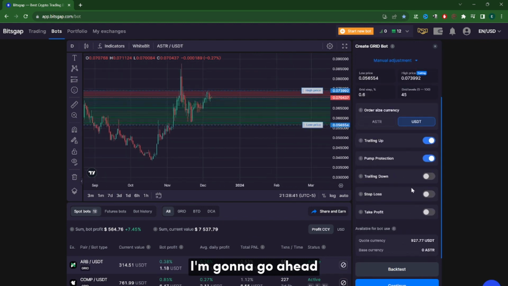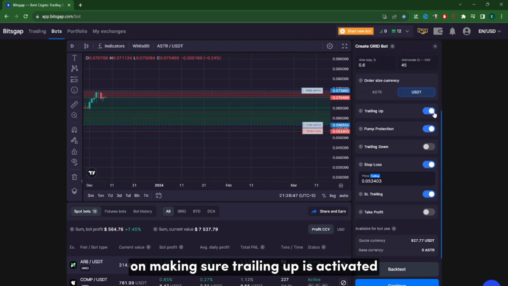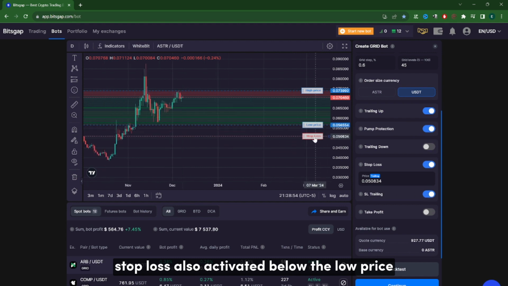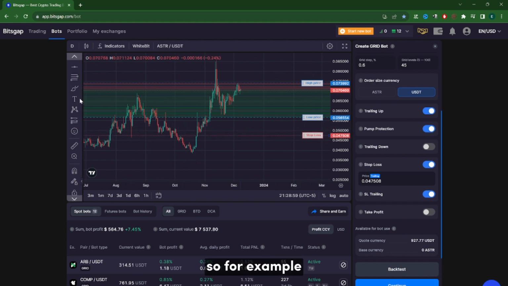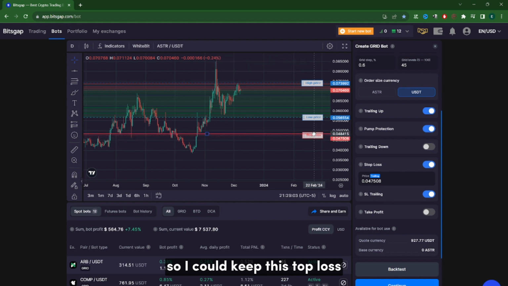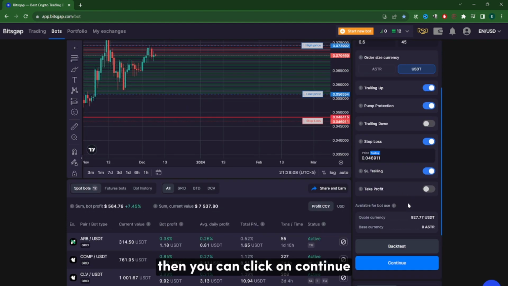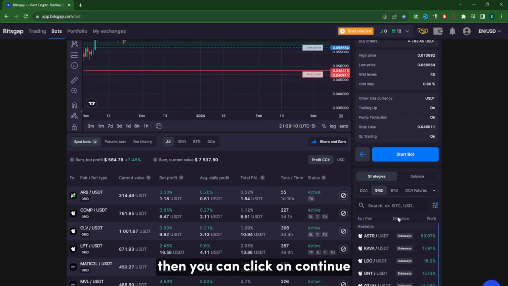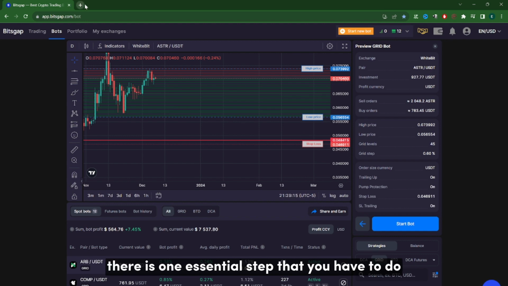I'm going to go ahead and set the stop loss as well, making sure the trailing up is activated, pump protection activated, and stop loss also activated below the low price, and ideally below a support level. So for example, here we can see another support level about this area. So I could keep the stop loss a little bit below that level. Okay, then you can click on continue.